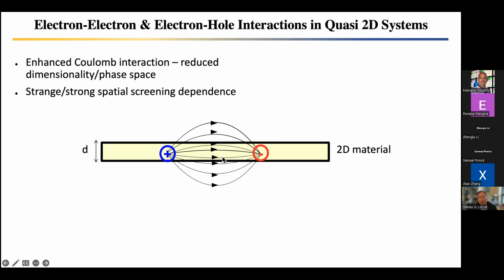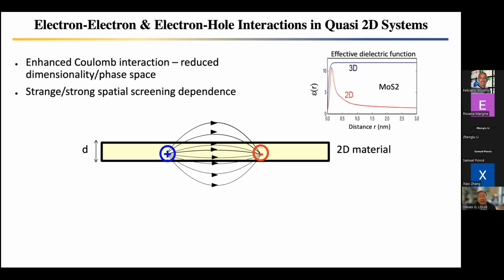When you have two charged particles interacting, they interact via the Coulomb line, and you see that some of the lines actually go outside of your sample because you have a 2D material. So in fact, when the two particles are very close to each other, the interaction is not screened. And when they're very far away from each other, it is also unscreened because the field lines go outside the sample. This is very different from that of a bulk material.